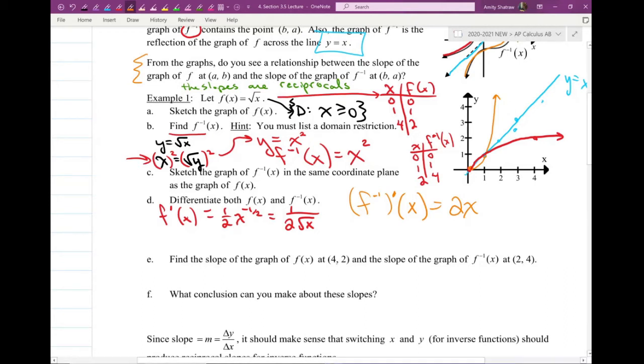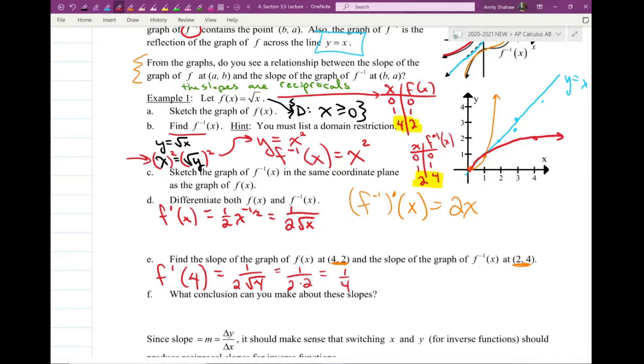And he says, let's talk about the points 4, 2 and 2, 4, and you might recognize those as points that I graphed naturally, just because I already know how to take the square root of 4. So if I plug into my original function the derivative at 4, well, I have 1 over 2 times the square root of 4. I noticed that right away, didn't I? Because the square root of 4 is 2. So this is going to be 1 over 2 times 2, which is going to be 1 over 4.